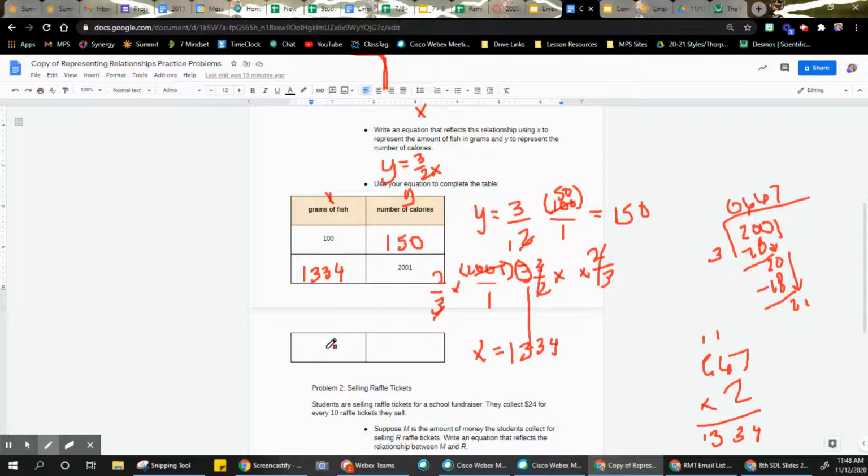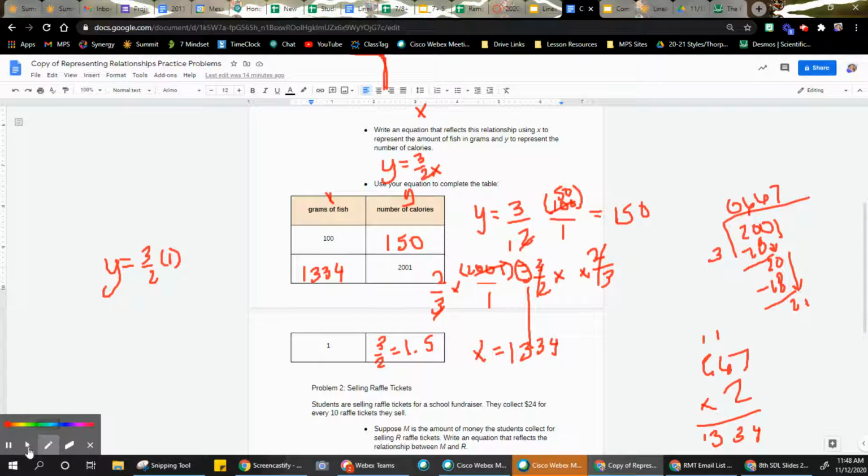So now we just have to do the last one. For 1 gram of fish, how many calories are we eating? Well, Y equals 3 over 2 times 1. What is any number times one? Well, that's 3 over 2. 3 over 2 as a decimal is 1.5.